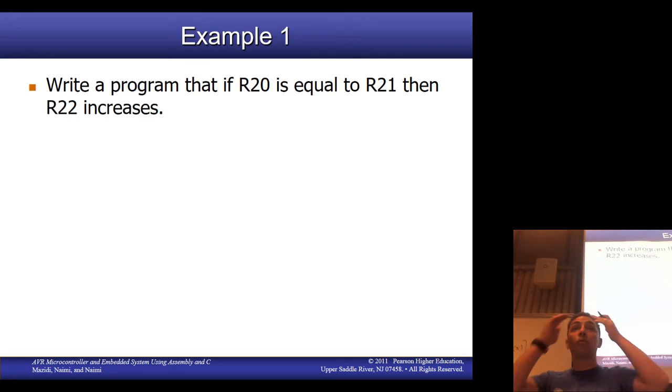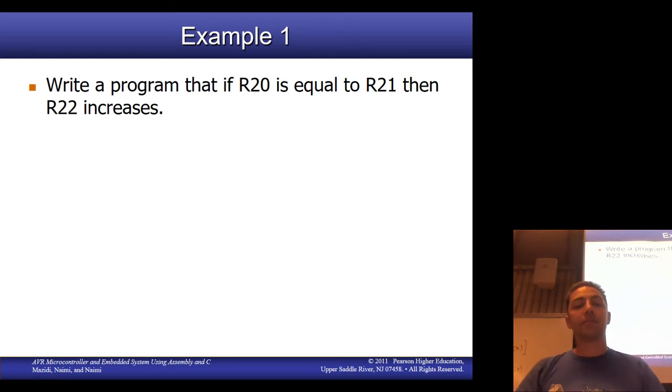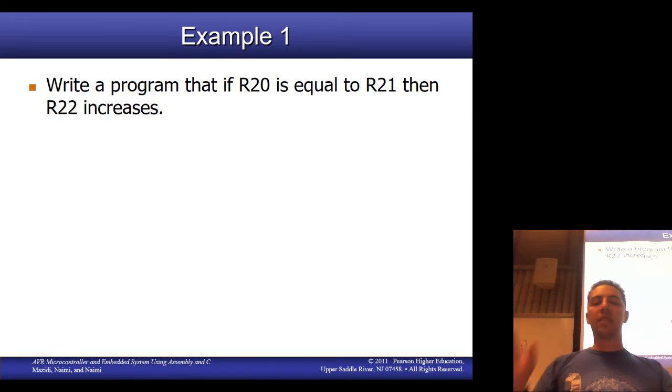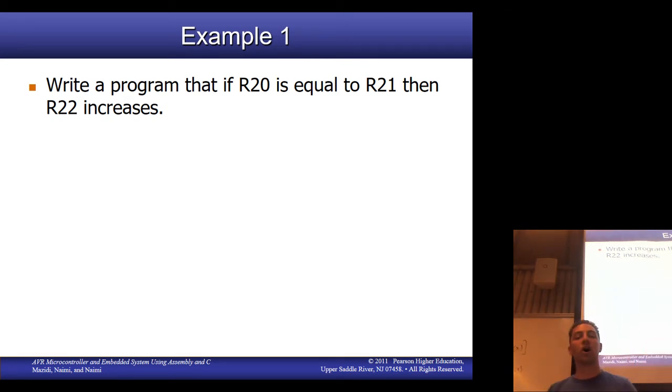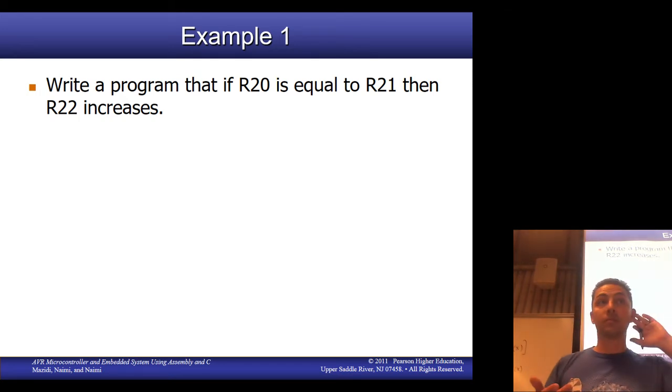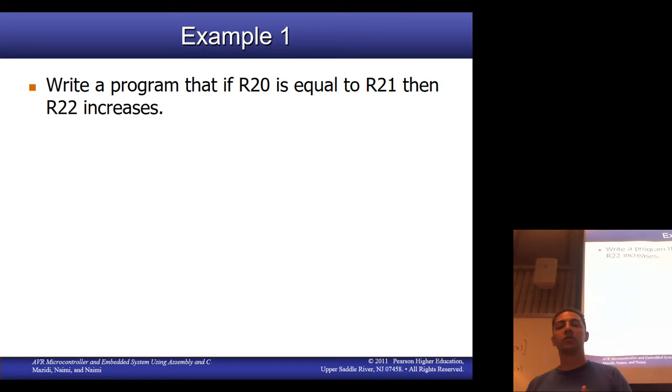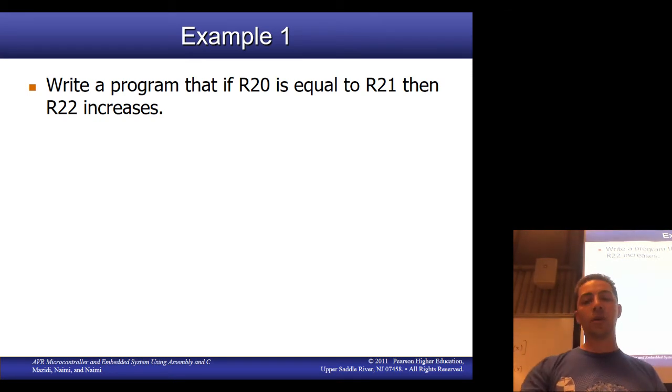All right, we're picking up right where we left off last time. And the question is, how do you write a program that does something or not, depending on some condition? So write a program that if R20 is equal to R21, then you add 1 to R22. First question is, how do you add 1 to R22? The increment instruction. So the next question is, how do you test if R20 is equal to R21?